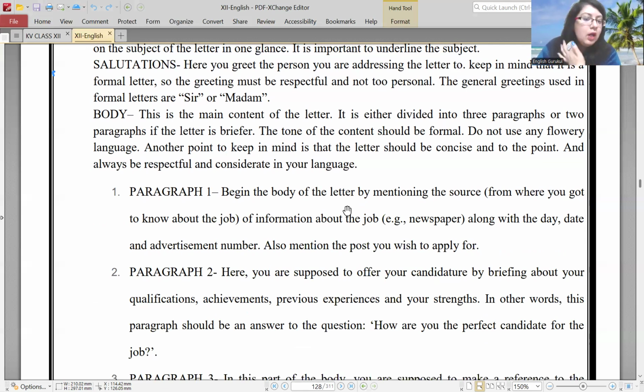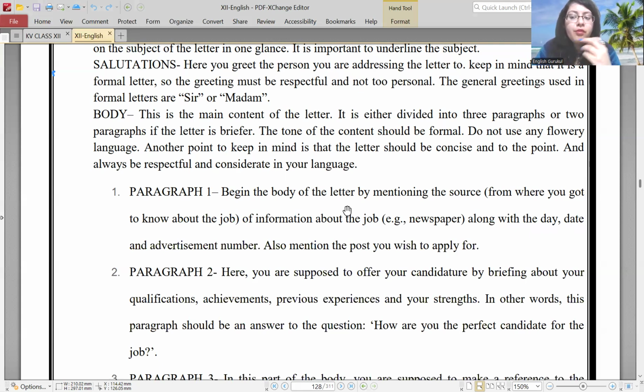Always remember, if the letter is briefer, some children prefer, if they don't have time left, to write in 2 paragraphs and then they end. But that shouldn't be the case. At least write 3 paragraphs, right? That is my suggestion. The tone of the content should be formal.